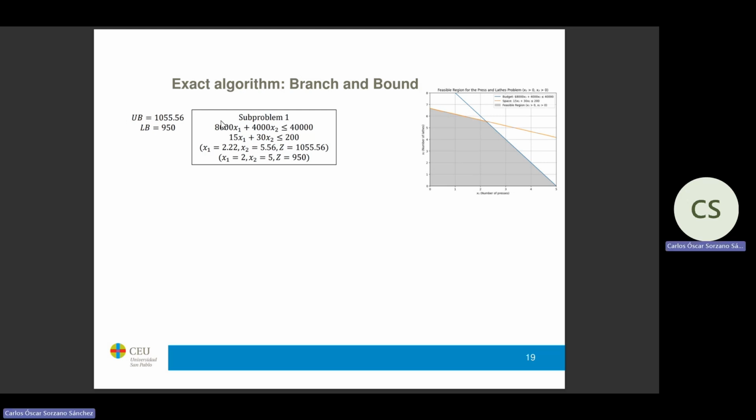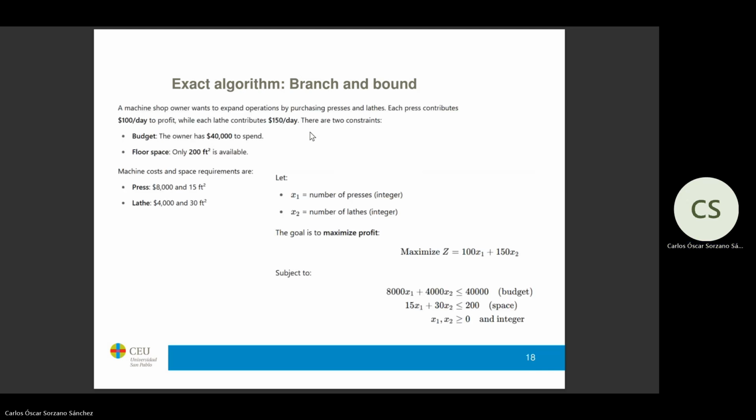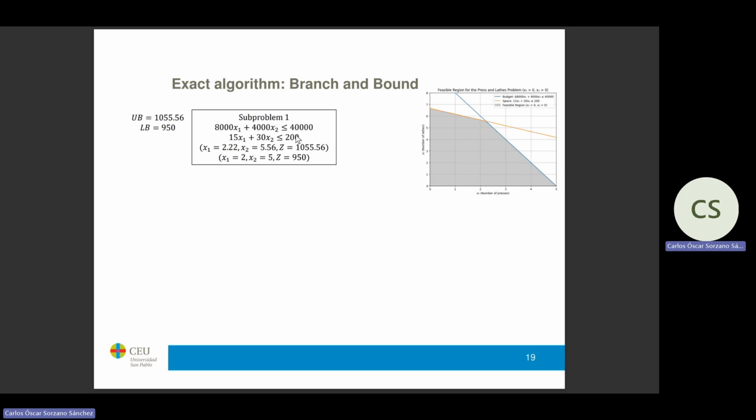And then we solve the subproblem without any constraint. So we want to maximize this function subject to this constraint, but with no integer constraint. With no integer constraint, this is the solution: 2.22, 5.56, that we know it is this one. So it is this corner.